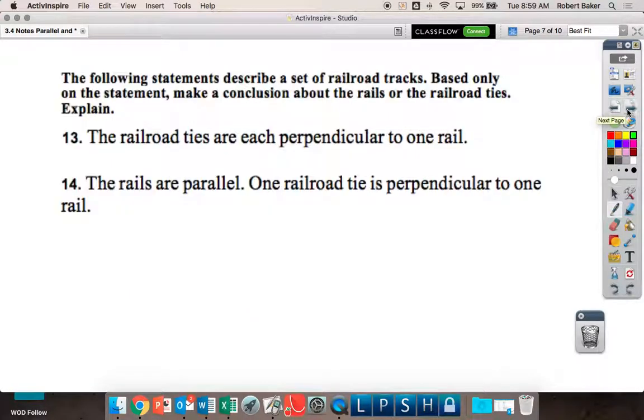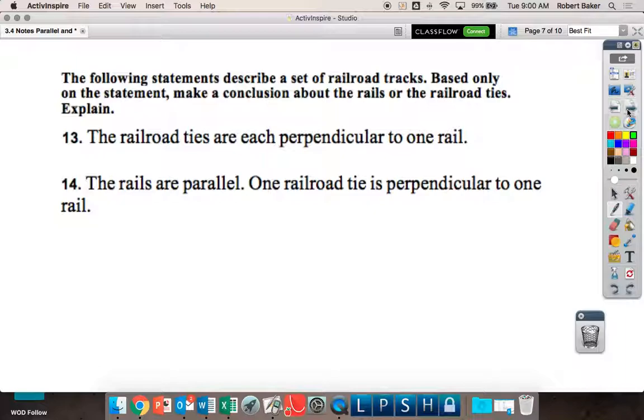All right, here we go. I love this question because it's really confusing. This is also on your homework. I know we're skipping around. Get over it. It says the following statements describe a set of railroad tracks. Does everybody know what a railroad track is? Yes? Okay. Based only on the statement, make a conclusion about the rails or the railroad ties. Two vocabulary words there, rails and ties.